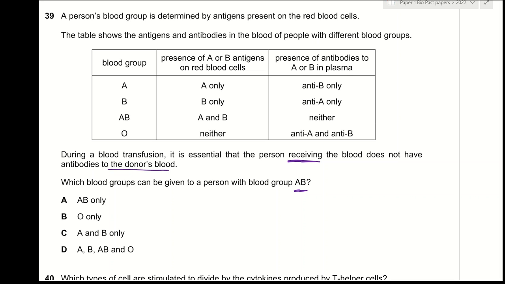So here, the person receiving the blood, the person with AB, does not have antibodies to the donor's blood. The donor's blood could be any one of those. If you look at AB, it does not actually have antibodies to anything. It says neither. Therefore, all blood groups are able to donate to AB. Therefore, D is going to be the correct answer.